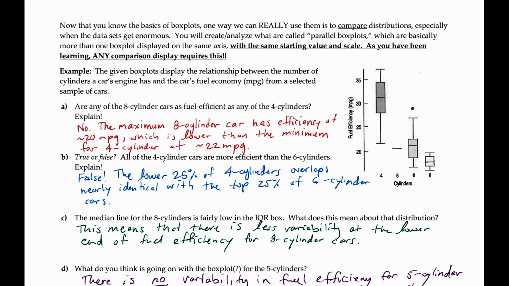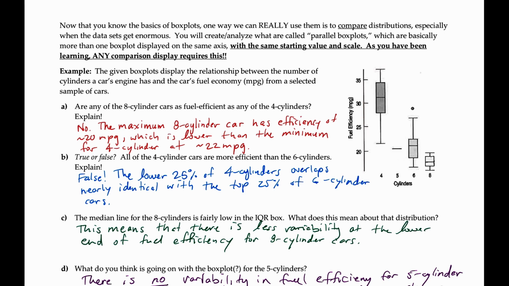Part C says the median line for the 8-cylinder cars is fairly low in the IQR box. What does that mean? It means there's not a lot of variability. Frankly, that IQR box is pretty squished, and those whiskers are pretty squished. So there's not a lot of variability for 8-cylinder cars in terms of fuel efficiency. Certainly not as much as we see over here with our 4-cylinders, where we have much longer whiskers and much wider boxes, or taller, I guess, in this case, since we're going vertical.